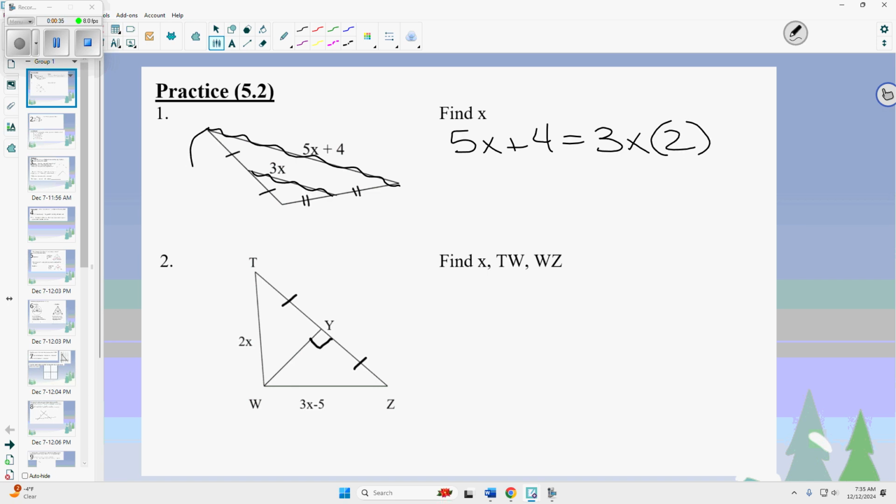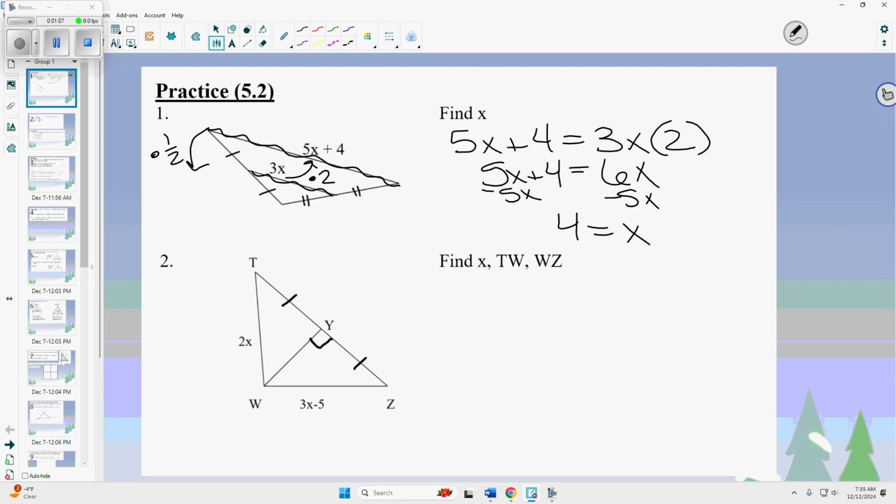So if you're going from the base to the mid-segment, we take a half. But if I'm going from the mid-segment towards the base, I got to multiply by 2. Okay, so then that's 6x over there, right? So what's x? 4 is correct. And that's all that one asked you for. It didn't ask you to find length, so you can just stop at x equals 4.